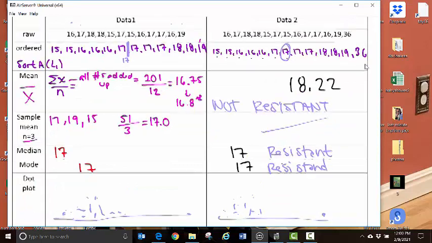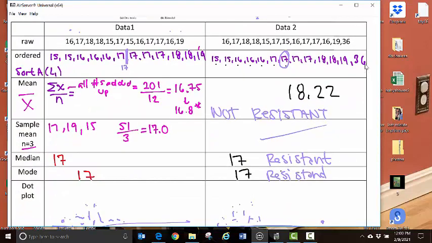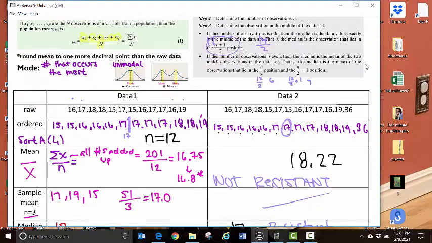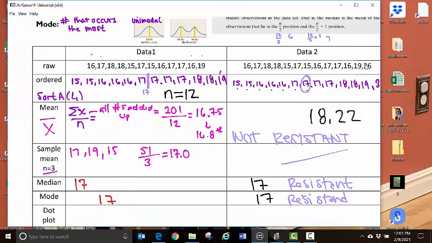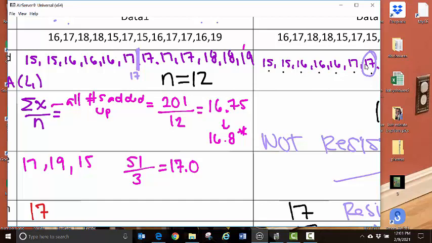Okay, I have 2 sets of data. This data had 12 data points. If I add up all the numbers and divide it by 12, I had an average of 16.75. If you look at your notes from the book, it says round the mean to 1 more decimal point than the raw data. That's just convenient. So if the raw data was 2 decimals or 2 place values, then we'd round it to 16.8. And that's just what this book likes us to do.